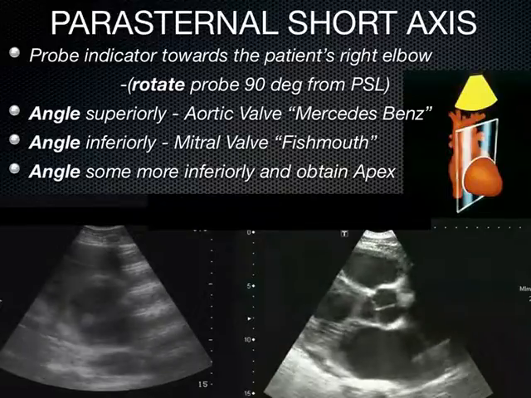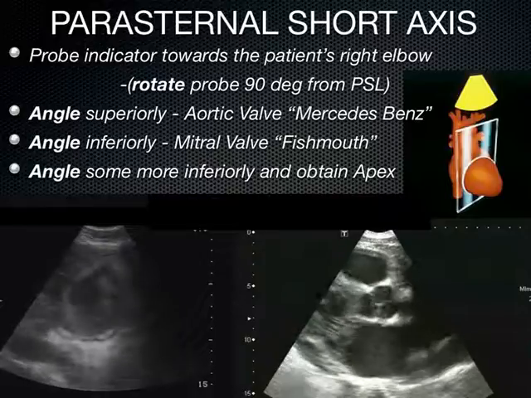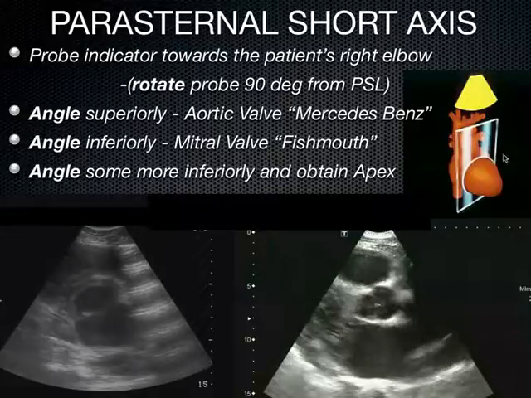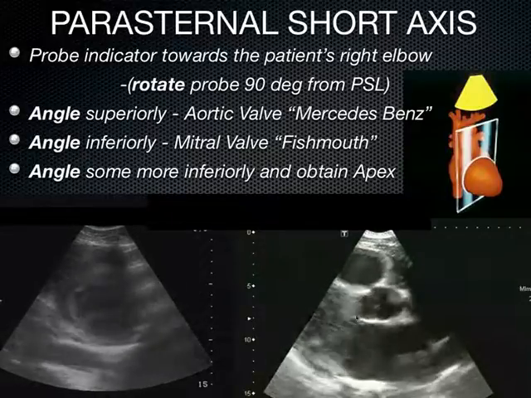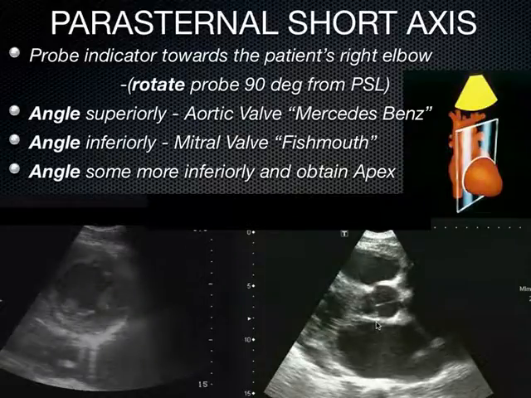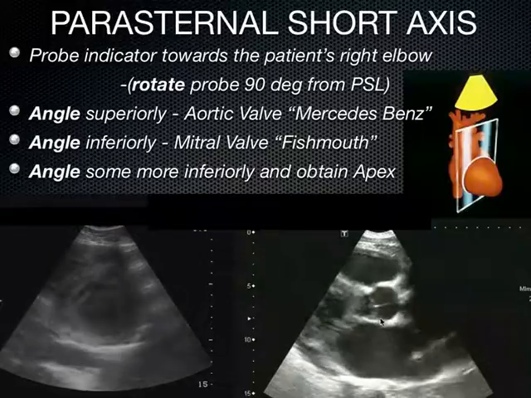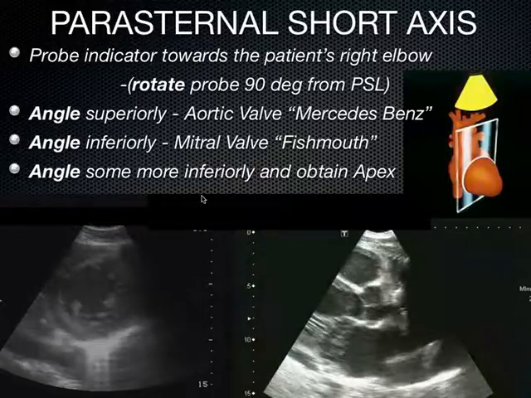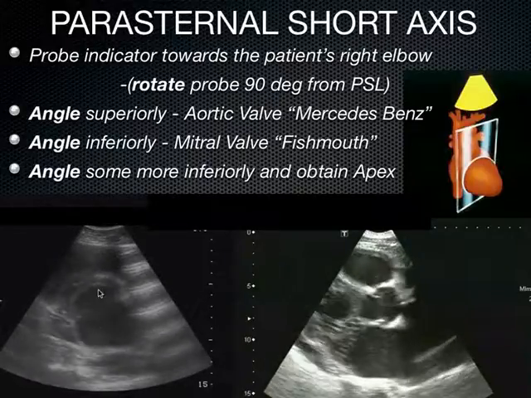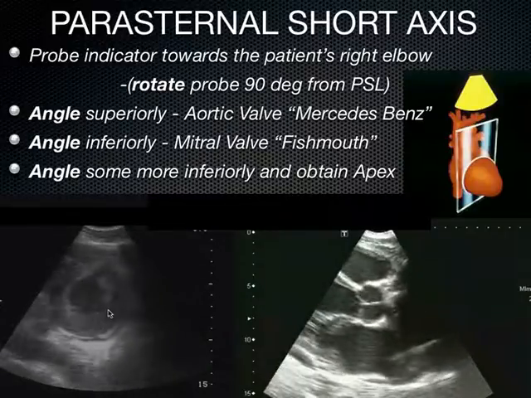So from the long axis, you rotate the transducer 90 degrees, and then you'll get to the short axis. And depending where you are along that heart, if you're very proximal, right up by that aortic valve, you may see this, the 3 cusps of the aortic valve, or what some people refer to as the Mercedes-Benz sign. And then if you angle the transducer a little bit more inferiorly, you get down to where that fish mouth view is, or the mitral valve. We can see it here, kind of bouncing around.